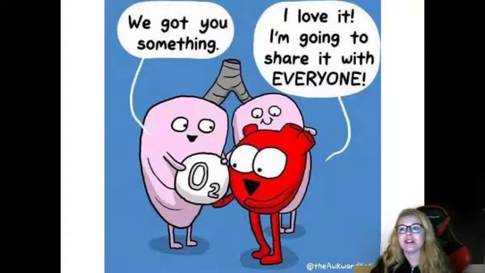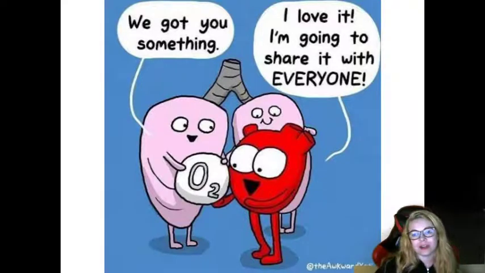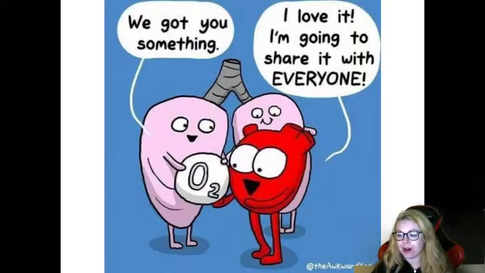Okay, and so I just have yet another corny joke to leave you here with. It says, "We got you something." I love it. I'm going to share it with everyone, and it's obviously an oxygen molecule.